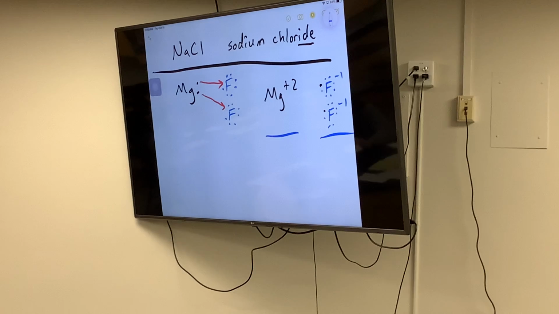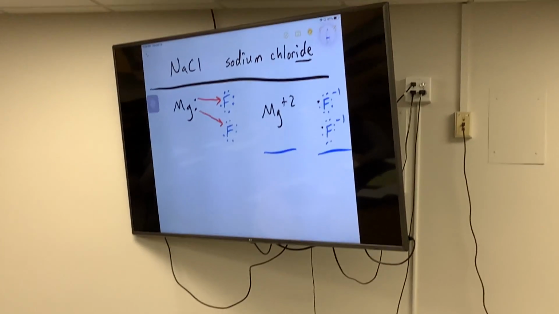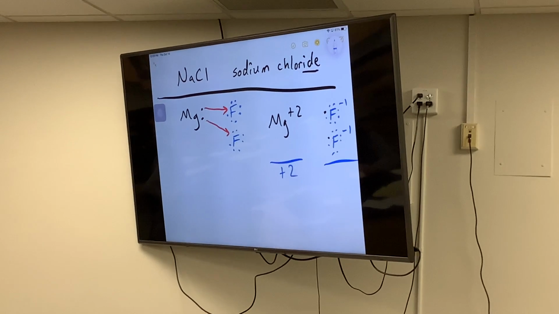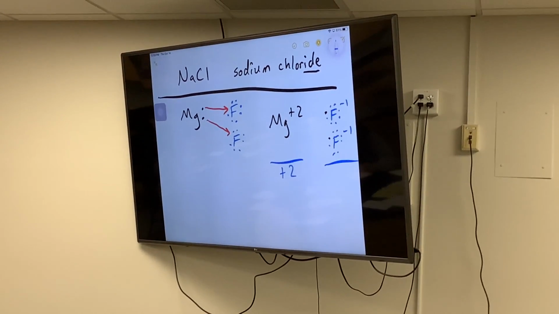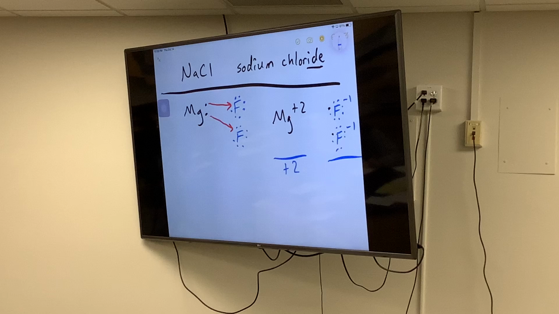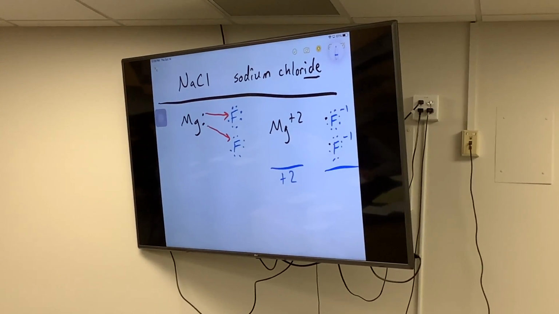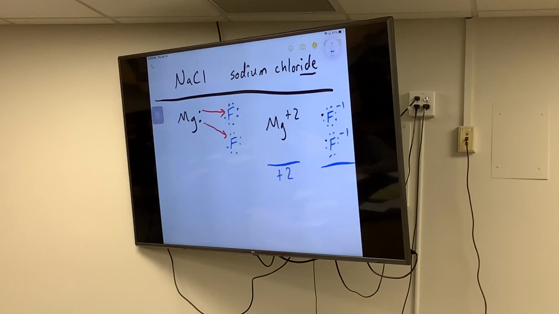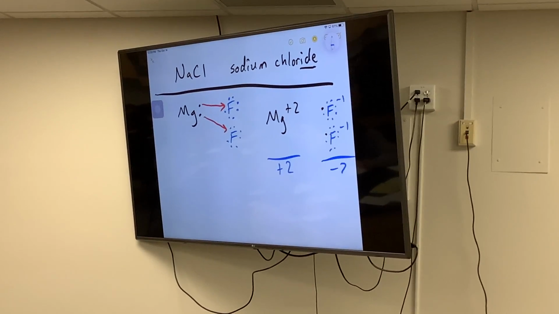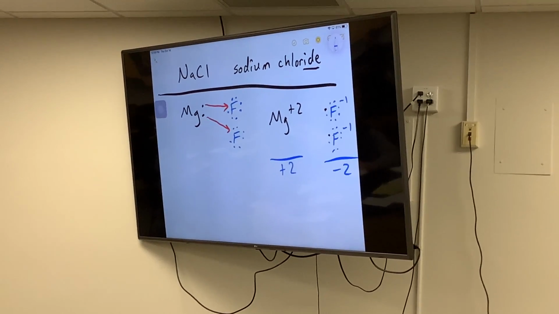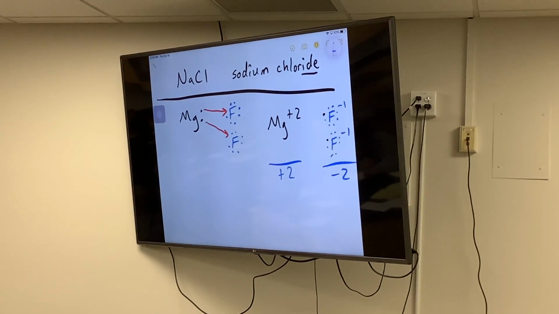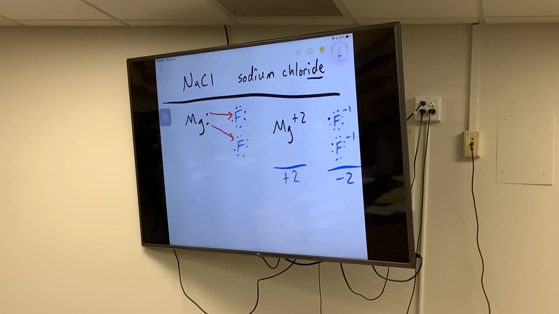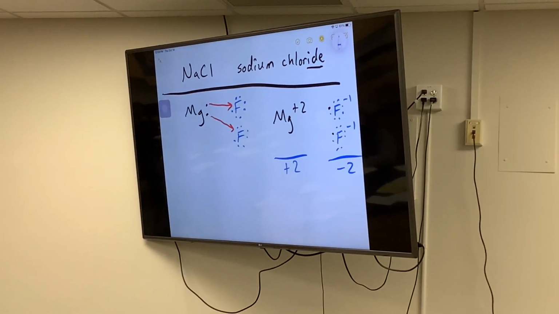So now, if we take a look at our charges, on our positive side, we have a total of a +2. Our magnesium lost 2 electrons. On our negative side, we have a -1 and a -1, which adds up to be -2. So again, your charges will balance out. Ionic compounds will always wind up being neutral. How much positive we have is how much negative we will have.